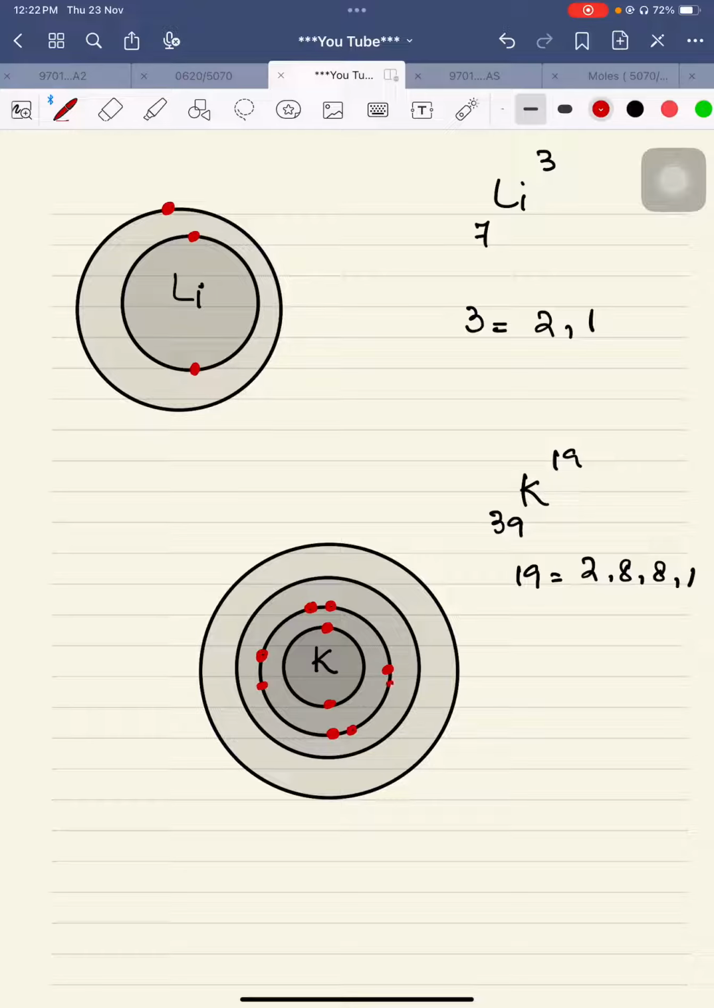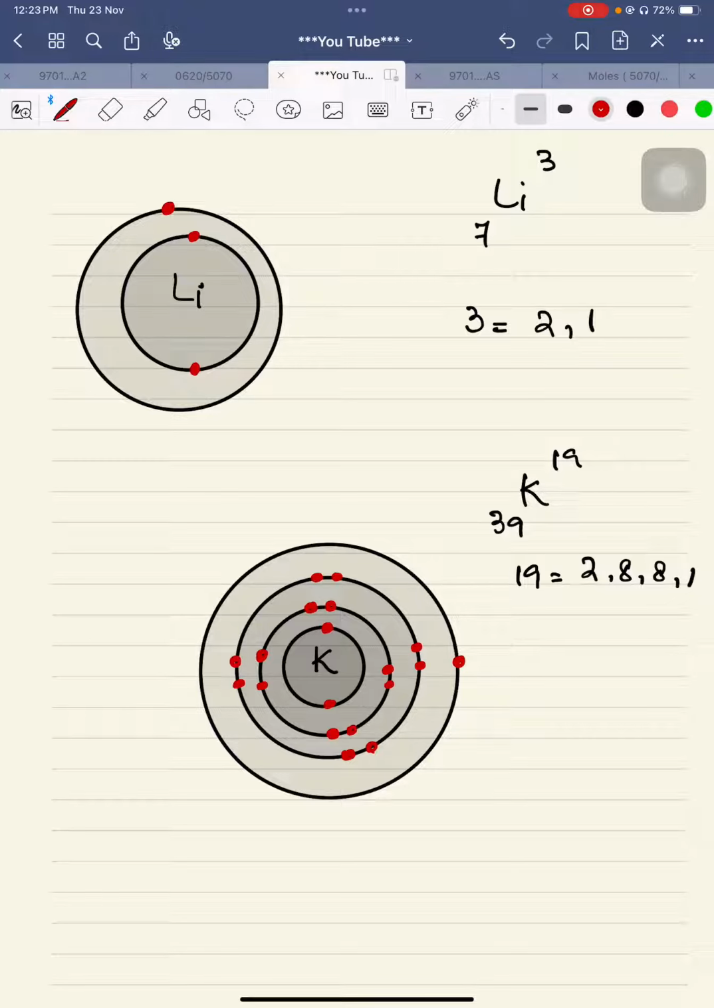You can see this. And in the third shell, there will be 8 electrons again. So we are going to draw the 8 electrons in the same way. Okay. And you can see that there will be only 1 electron in the outermost shell of potassium.